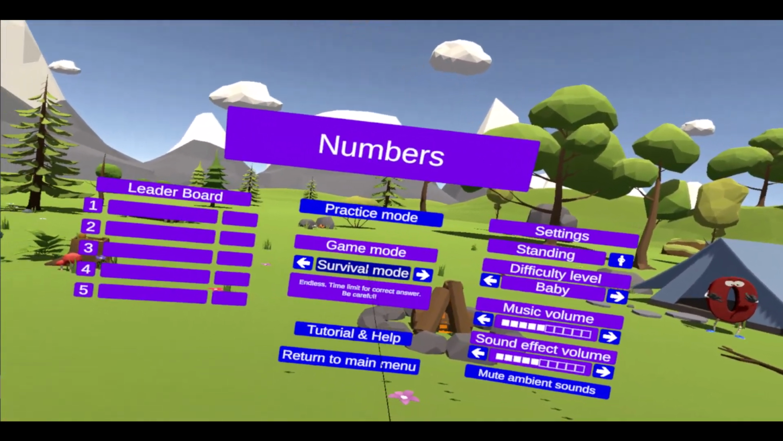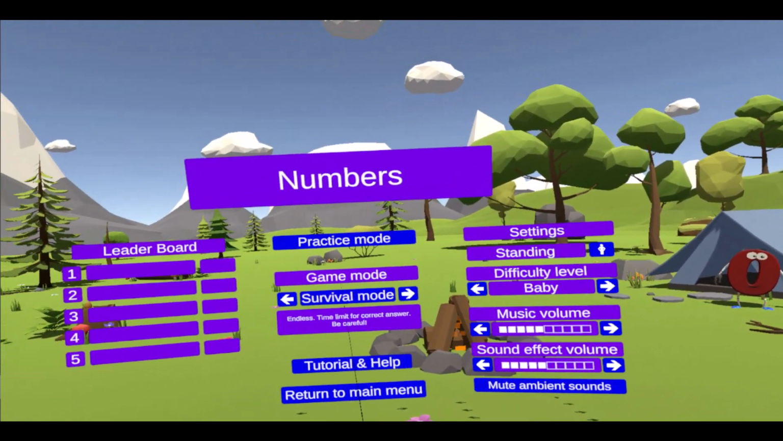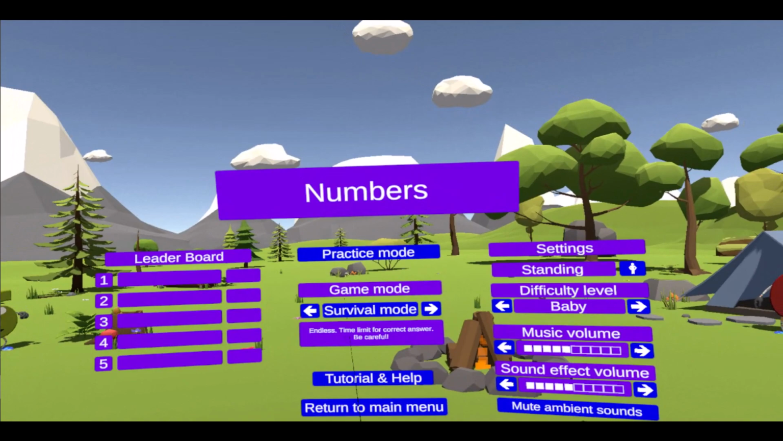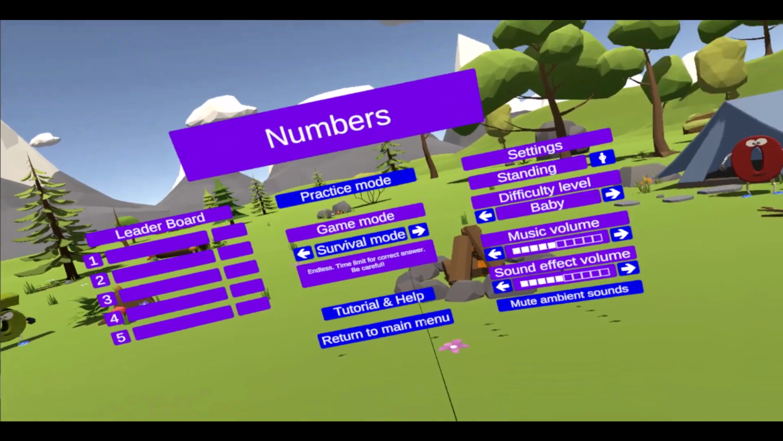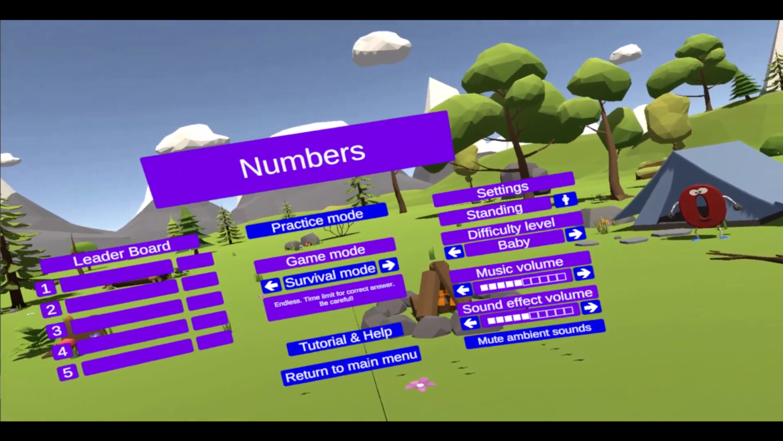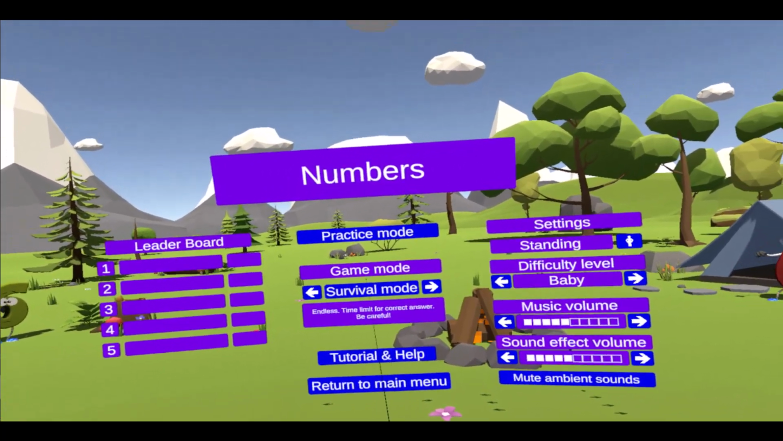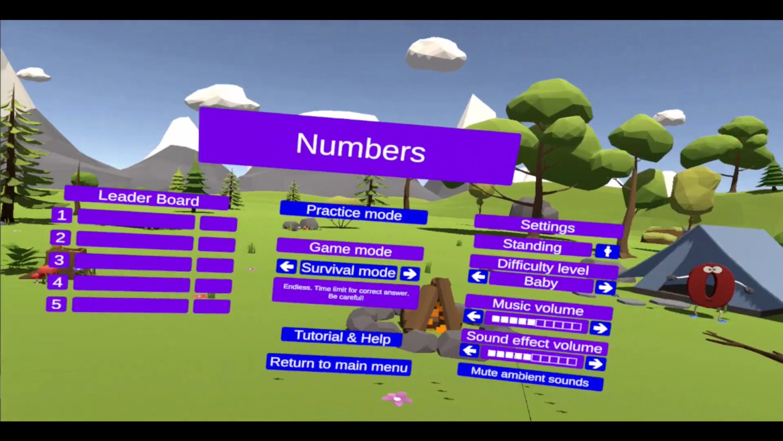So survival mode then is a bit more difficult, and the idea behind this one is that it's endless, so it's never ending. But the main two things to consider is, first of all, there's a time limit for the correct answer, so there's a bit more pressure on you. And the next part is, if you get an incorrect answer, the game is over. So that's why it's called survival mode.